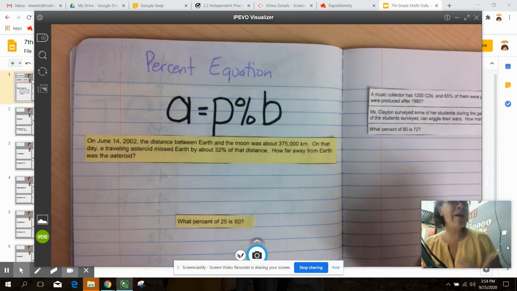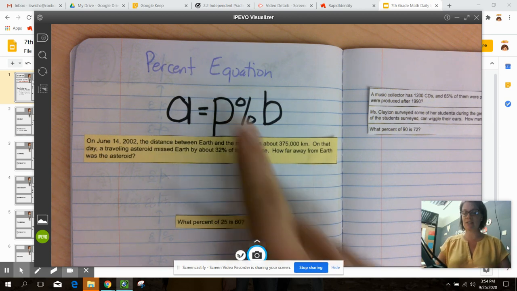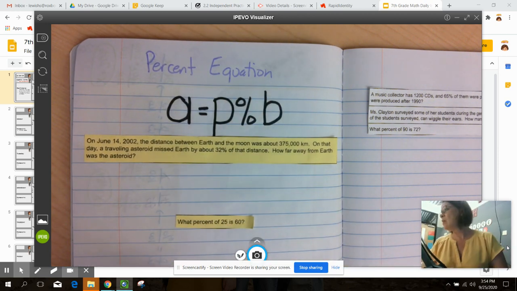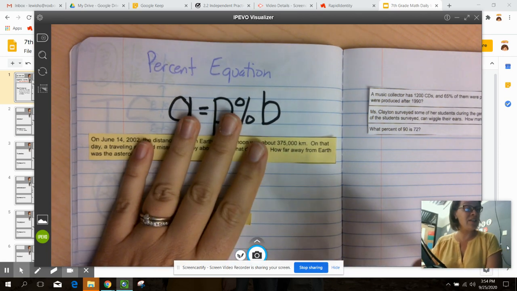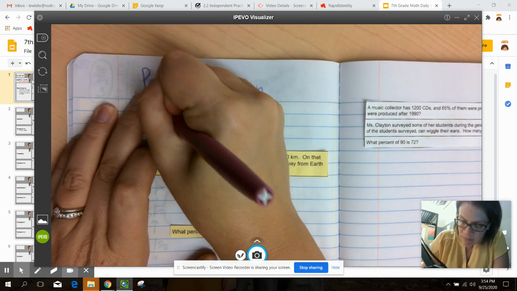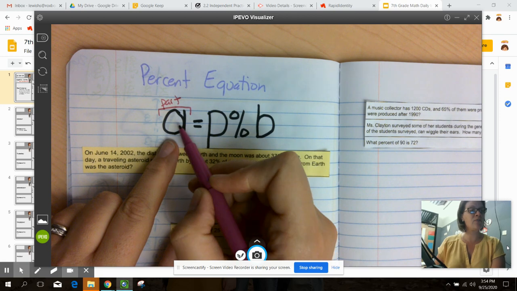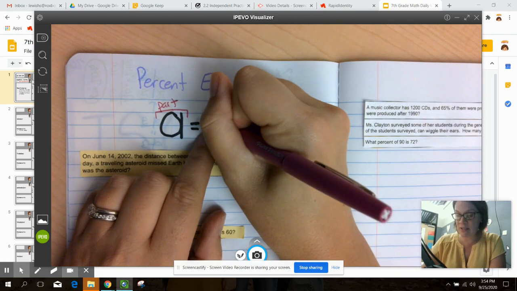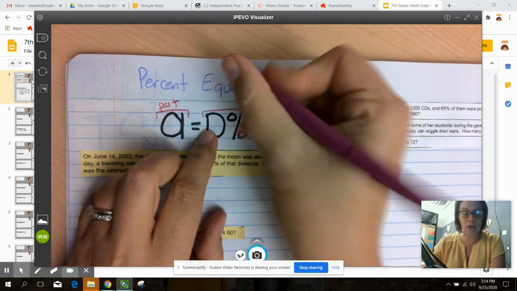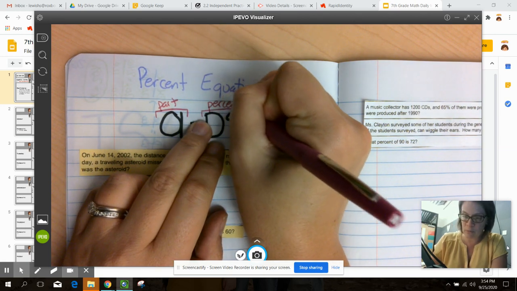All right, so I'm going to talk about my favorite first, part and whole. We can use what we understood about the proportions to figure it out the same way with this. So the way that you would do this is, for this one, your part is going to be your A. Whatever your part is, you plug in for that A. Like I just said, this whole thing here is going to be your percent. You put your percent in there.